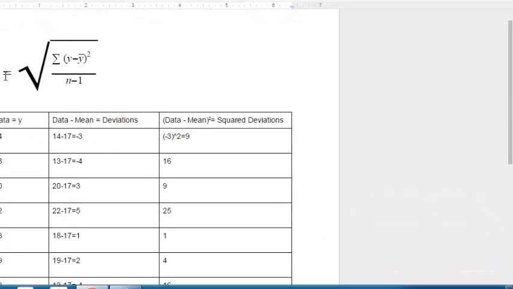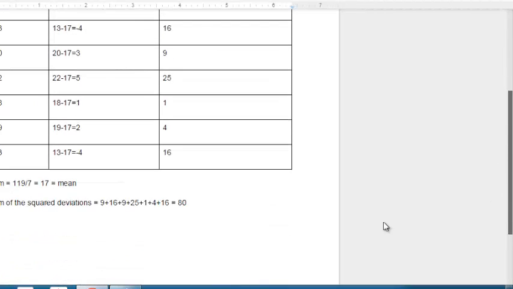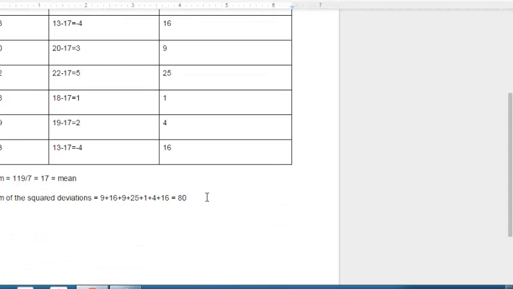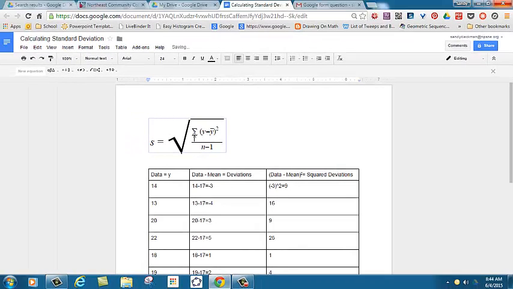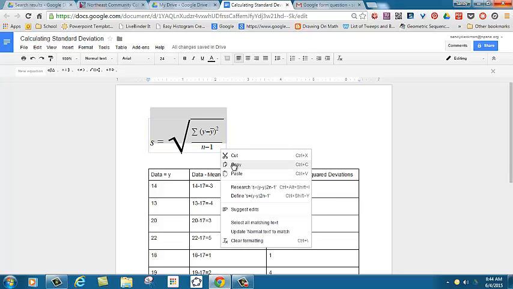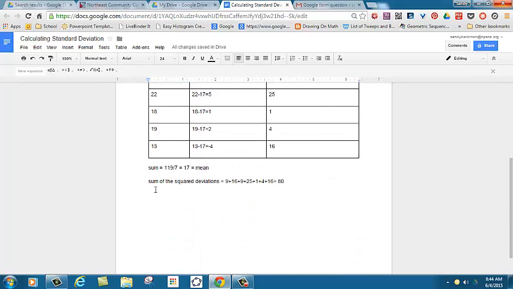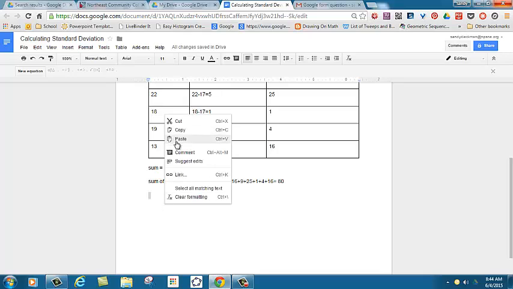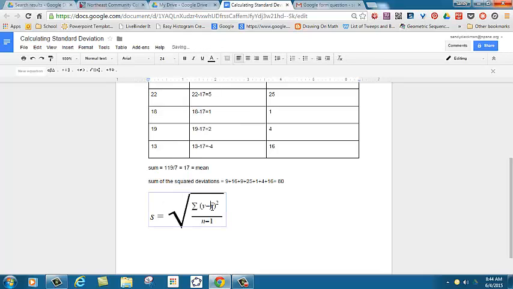So let me just copy this formula here, Control C, and let's put it down here. Oops, sorry, I must not have got my formula copied. Okay, we'll try this one more time. Okay, so there's my formula.